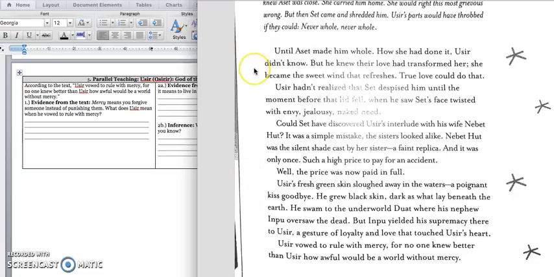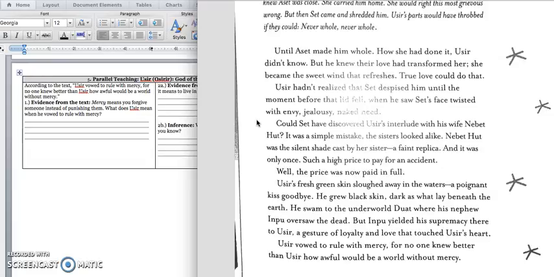Okay, let's keep reading. Aset made him whole. How she had done it, Usir didn't know. But he knew their love had transformed her. She became the sweet wind that refreshes. True love could do that. Usir hadn't realized that Set despised him until the moment before the lid fell, when he realized Set's face twisted with envy, jealousy, naked envy.